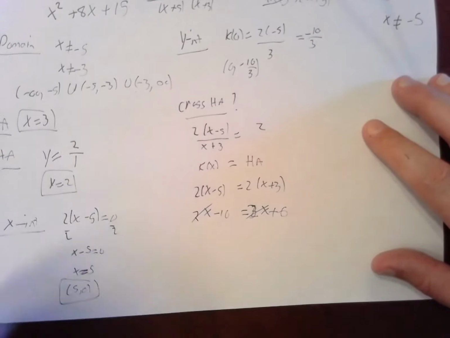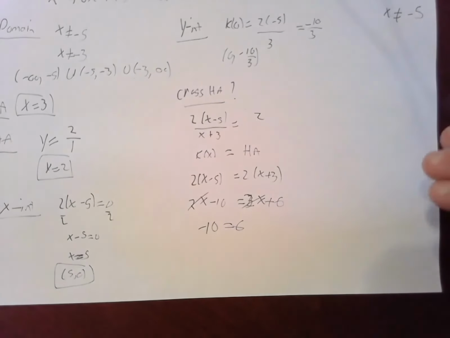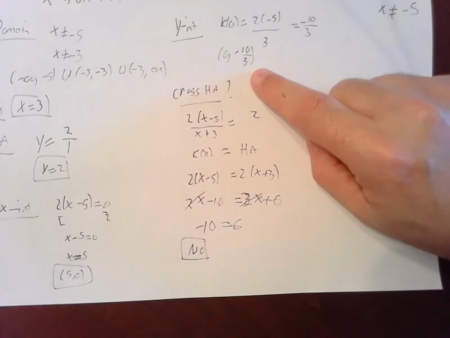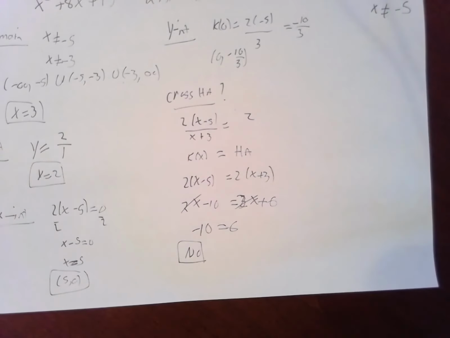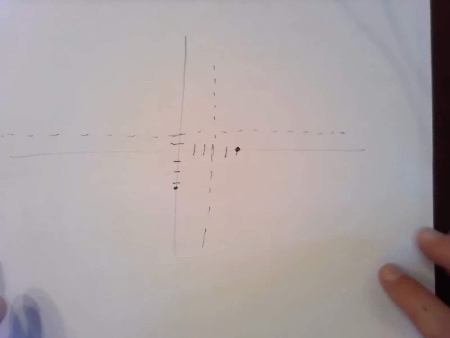Hey, those two x's cancel. I get negative 10 equals 6. No, it doesn't. Negative 10 does not equal 6. What does that mean? It means the answer then is no. We do not cross. That's all I needed. I can now graph. Almost. I'm going to have to plot the hole.